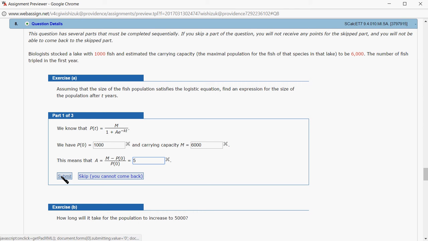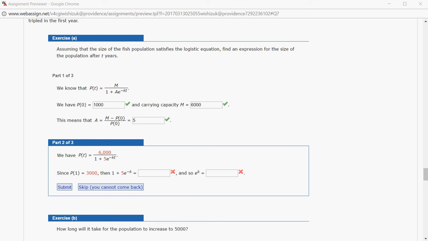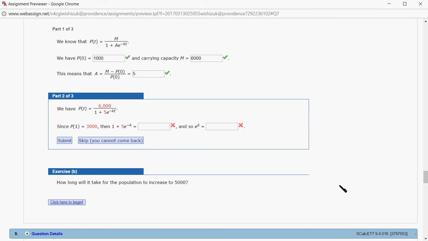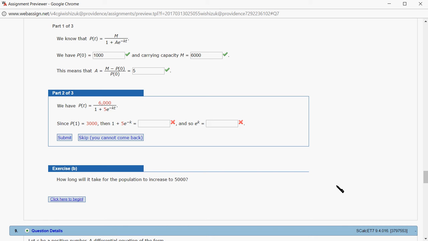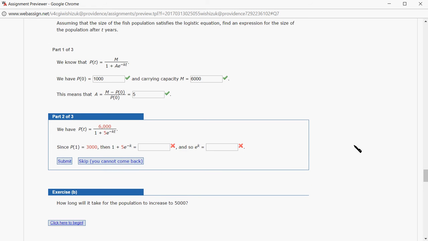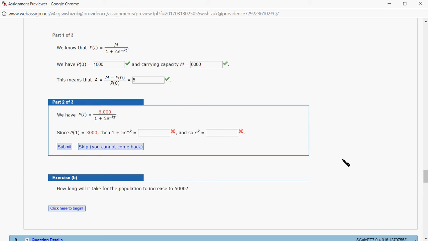Let's submit for testing. It looks like we got these correct, so let's look at the second part. We have P of t equals 6,000 over 1 plus 5 e to the negative kt. Since the population tripled in the first year, P of 1 is 3,000, because it tripled from 1,000. Then we set that equal to each other.